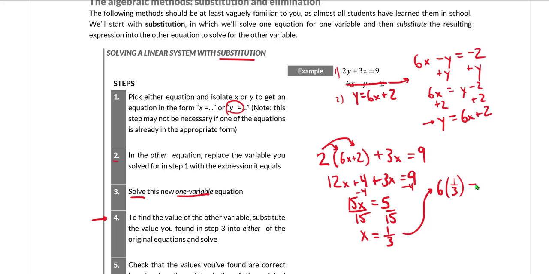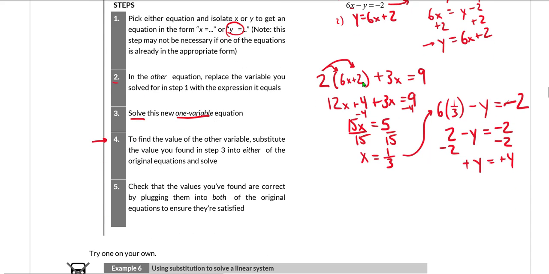6 times 1/3 minus y equals -2. So what is this? This is 2 minus y equals -2. I'm going to subtract the 2, and I get -y equals -4. Multiplying through by -1, I get y equals 4. And by the way, I could have taken that 1/3 and plugged it into x in the first equation, that would have been fine as well. I just chose the second equation somewhat randomly. So it looks as if 1/3 and 4 are my two solutions that I got using substitution.